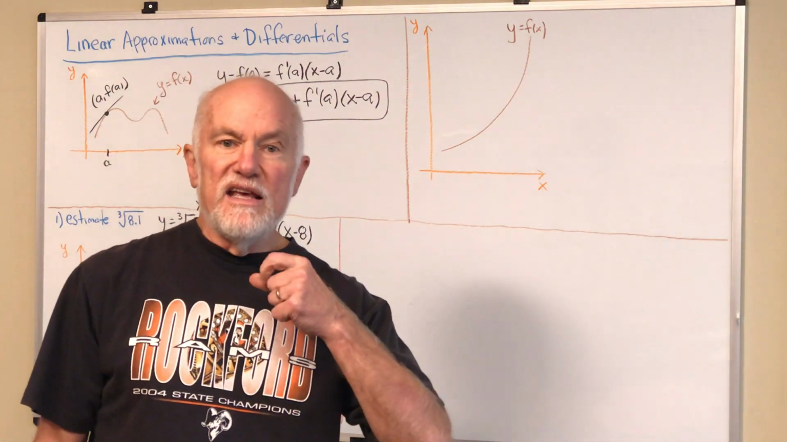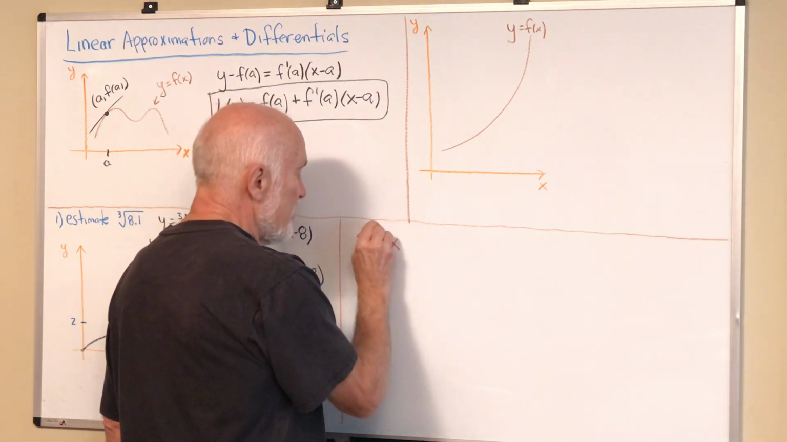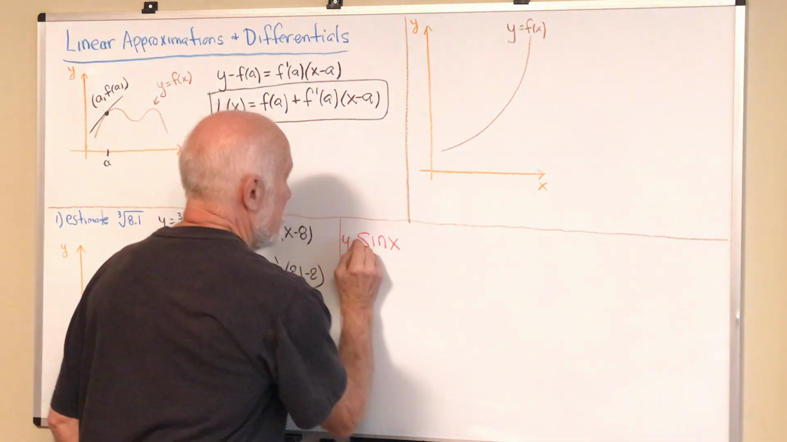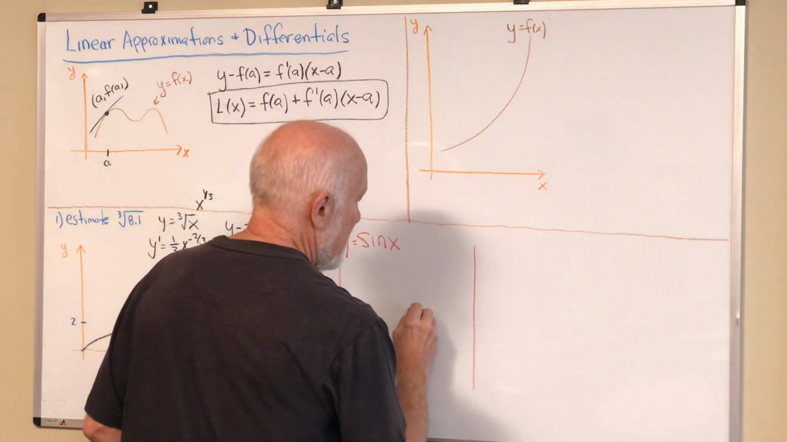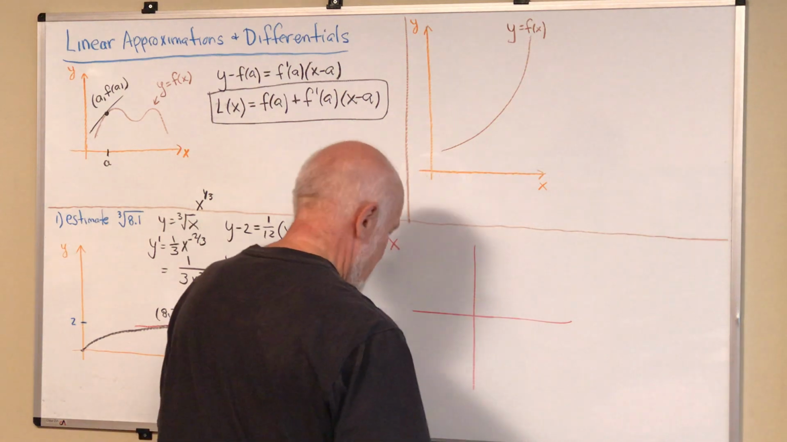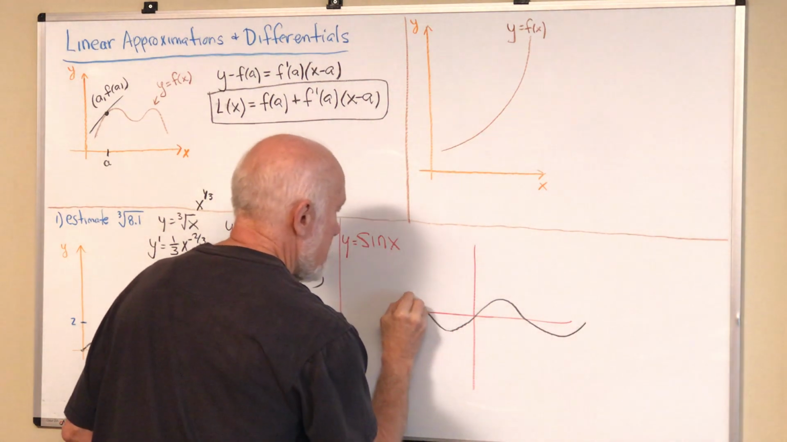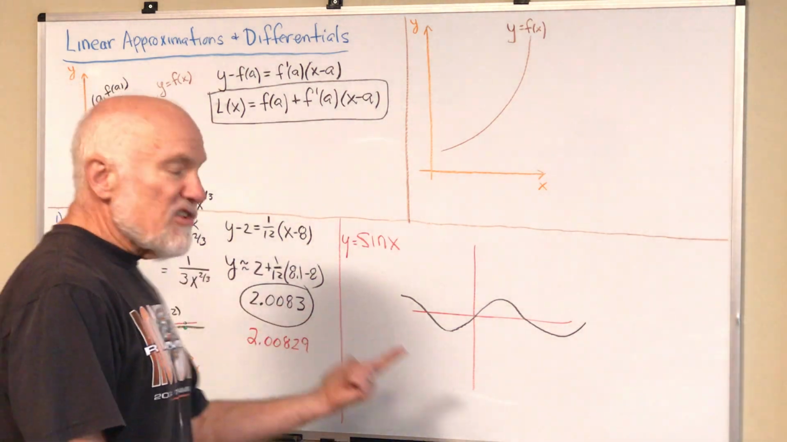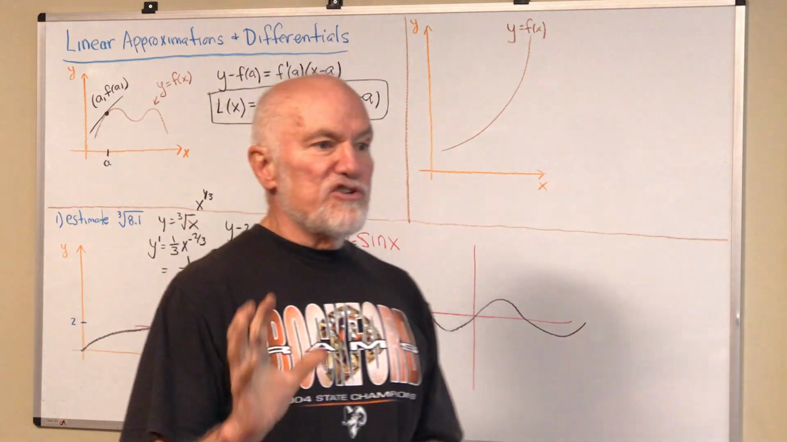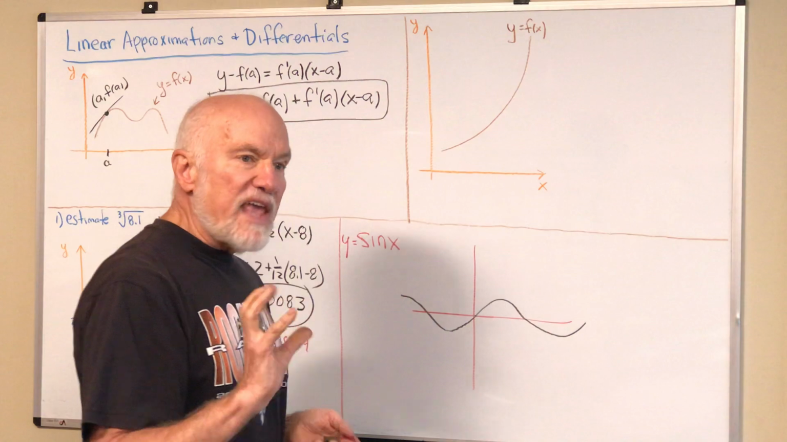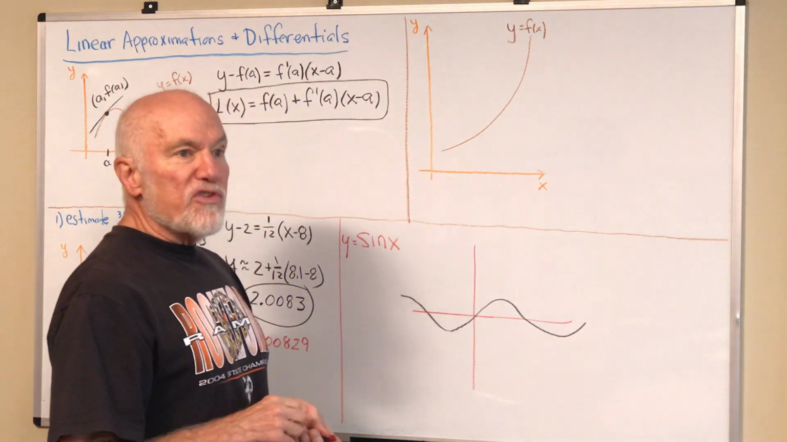Oftentimes in physics and in engineering, we have a fairly complicated function, but one used a lot is the sine of x. So the sine of x, if you were to graph it, is going to be something that looks like this. So that's what the sine of x looks like. Now, obviously, there's no straight line that's going to do a great job of approximating that. But often in physics and engineering, you're looking to use the sine of x, but you know the angles are going to be quite small. So we're really only looking for an approximation near where x equals 0.